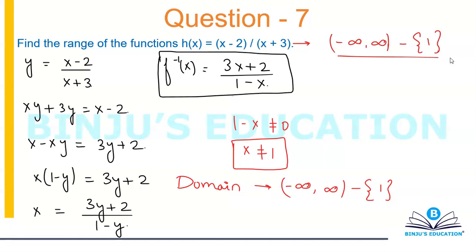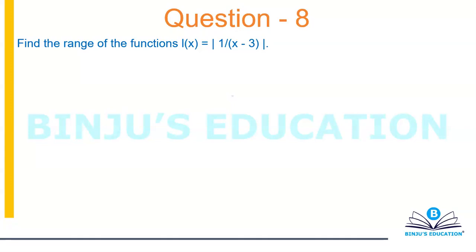I hope this is clear. So let's move on. Okay, pause the video and try this question, please. So this is function L(x), which is equal to 1 over x minus 3, and you have a mod on that. Okay, try this one out.